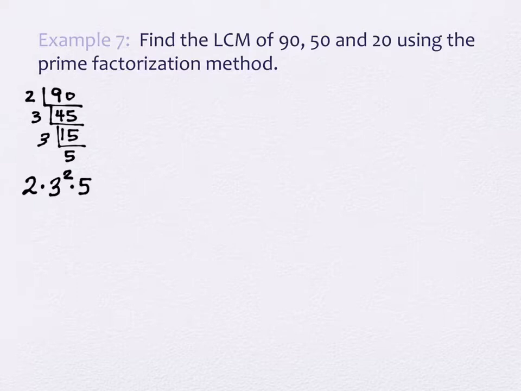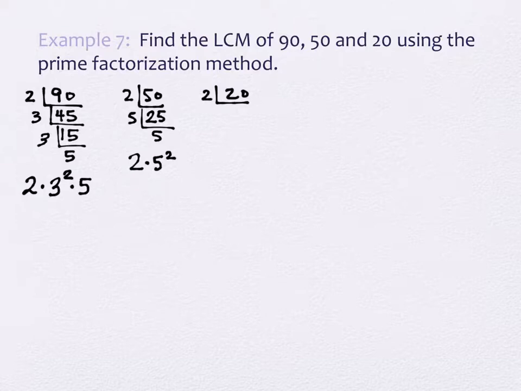Is everybody good with that? Okay. The next number is 50. We're going to do the same thing. It divides by 2, so we'll do that, and it's 25. But then 25 would be 5 and 5. So on this one, we have 2 times 5 squared. And then our last one is 20. And again, it's a 2. So 20 divides by 2, we get a 10. Another 2 and a 5. So I have 2 squared times 5.